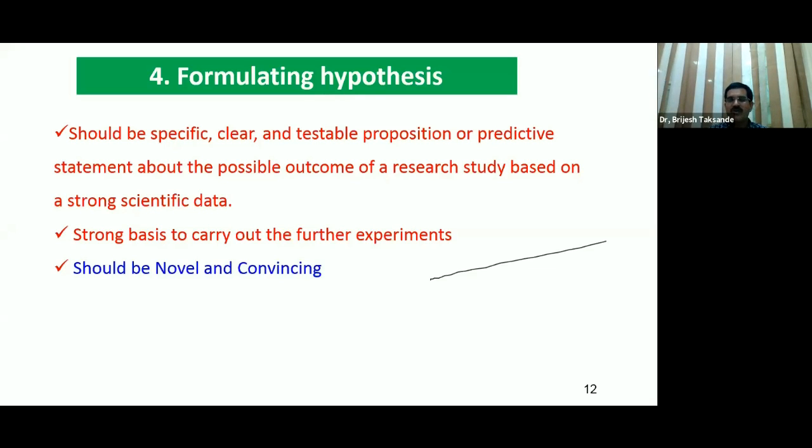So it should be novel and convincing. The first and most important thing, whenever you are sending your paper for publication, is that the reviewer looks at whether it is novel and convincing. If your hypothesis is novel, if it is justified, if it is convincing to the scientific community, chances are very high your paper would be accepted for evaluation, right? So these are very important points which need to be considered, and looked at repeatedly, while formulating the hypothesis for your research question.